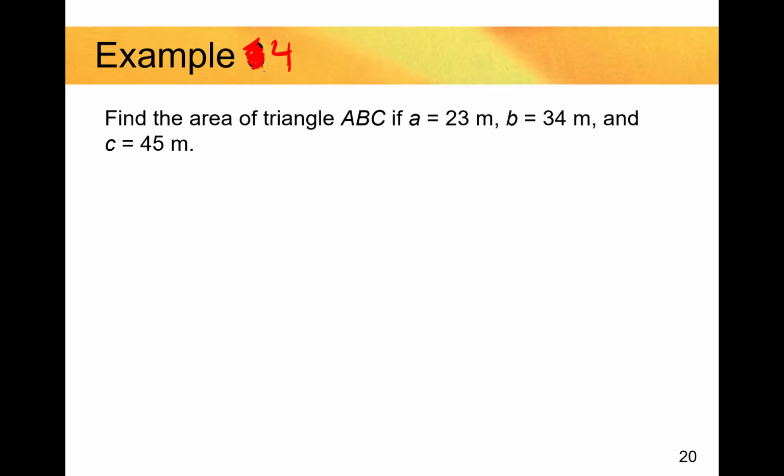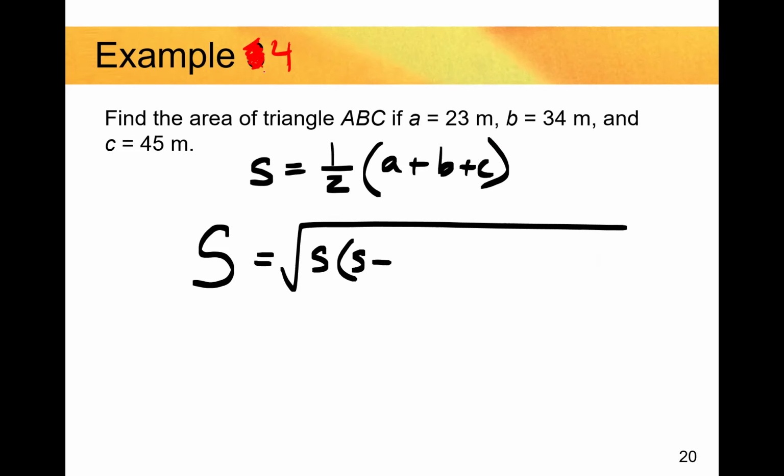So I'll write down the formulas again just because we're going to use them here. So the area is this, and the semi-perimeter is this. I forgot to put it over the 2 after it. I see what you did there. 23, 34, 45. Yes, correct.